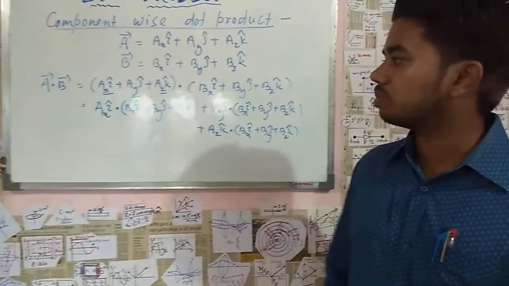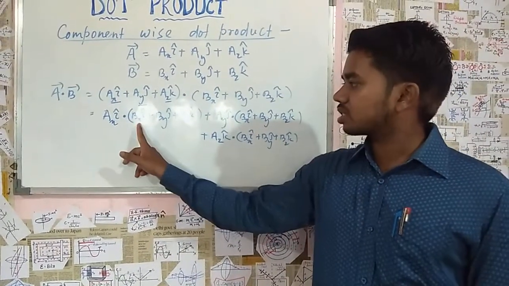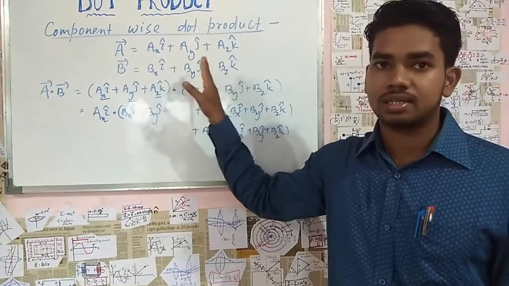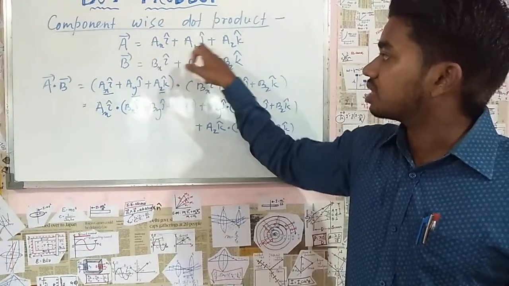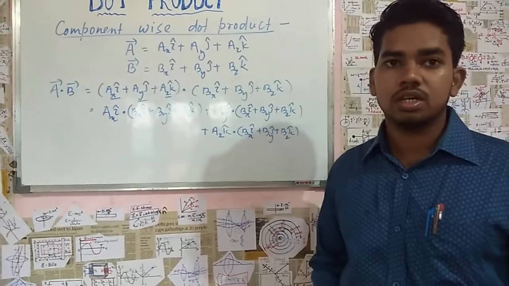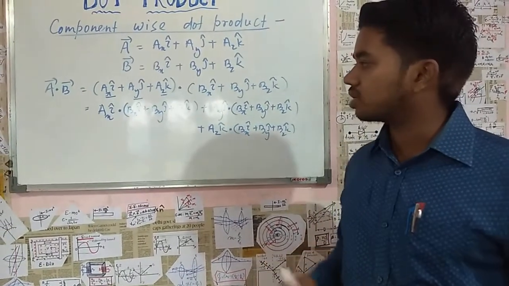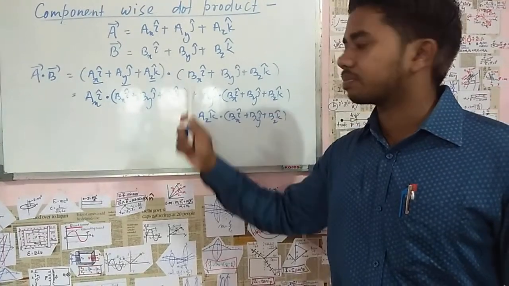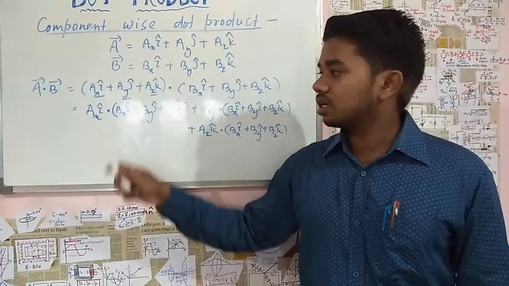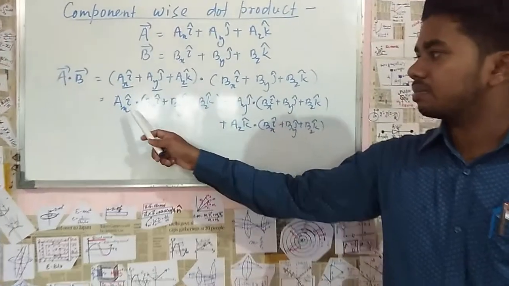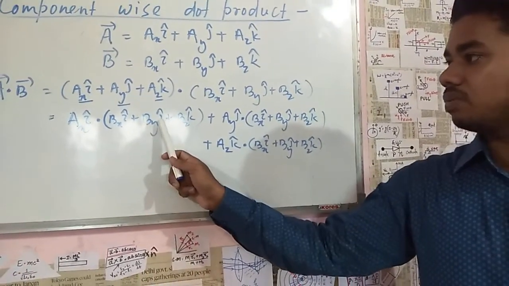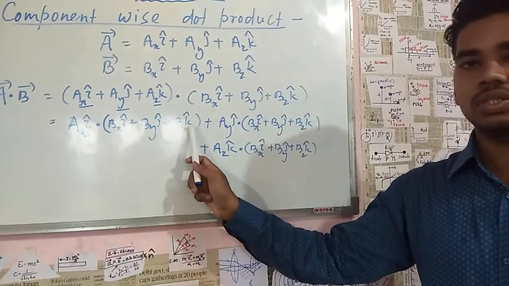Dot product results means what? ax, bx are scalars. ax, ay, az are scalars, and their components i cap, j cap, k cap specify the direction. So we have to multiply vectorially, meaning i cap dot i cap, i cap dot j cap, i cap dot k cap. Is it clear? ax, bx will be multiplied, but i cap dot i cap will be 1. i cap dot j cap will be 0. i cap dot k cap will be 0.